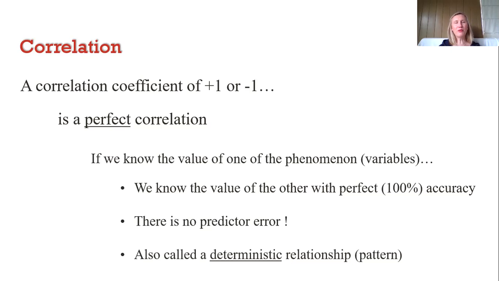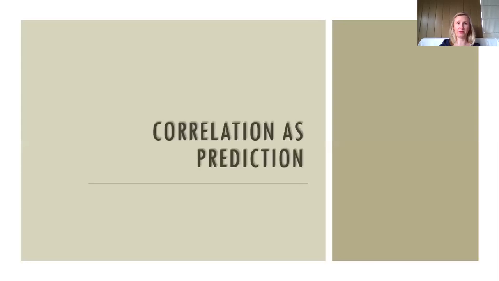Now, you can probably imagine in social science, there are hardly any deterministic relationships, or any variables where we can look at the relationship as a 100% predictor.